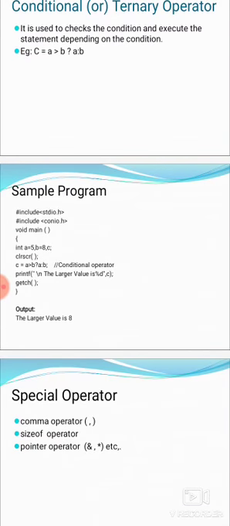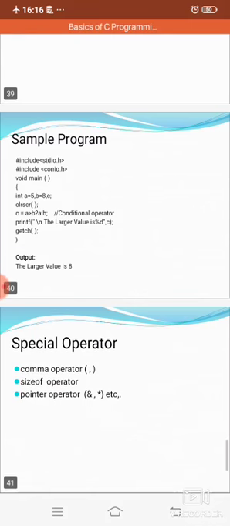Hash include stdio.h, conio.h. Inside a main function, int A is equal to 5 and B is equal to 8 and C is declared. Here you are going to print the value through the variable C. Here you are comparing, that is a conditional operator. If A is greater than B, print A. If A is not greater than B, print B. See, when comparing A and B, what will be printed? Is A greater than 8? No. A is less than B. So the value printed here is B, the larger value.